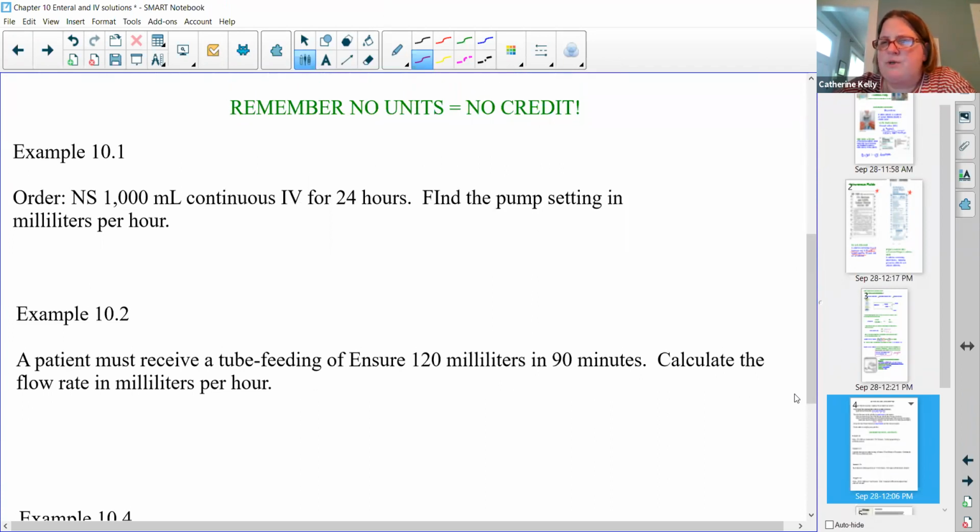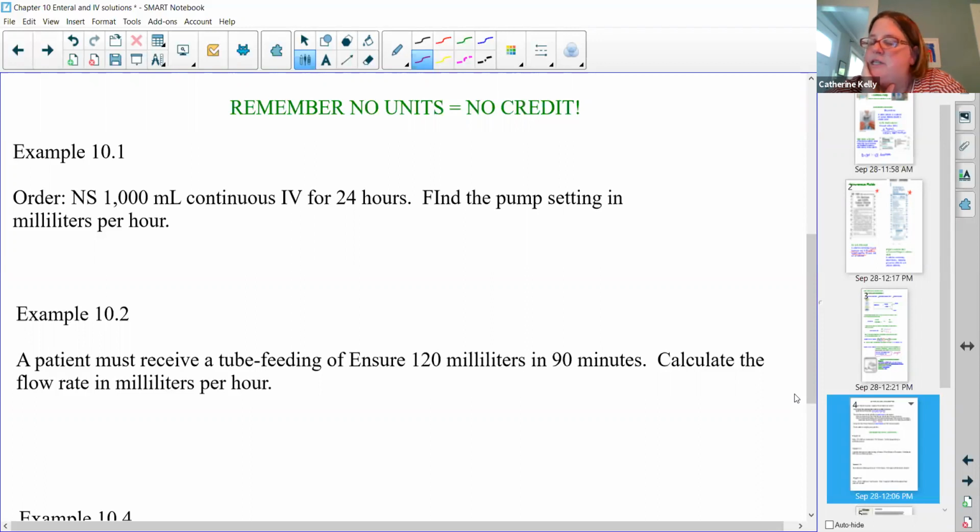So you're lucky because we're doing a MyLabs Plus system, and in that system, they give you the units. But if by chance you're watching this video at another time, then they may not. And so units matter, and no units is no credit, or wrong units is no credit, because a milligram is different than a microgram. So your order is normal saline, 1,000 milliliters continuous in an IV for 24 hours.